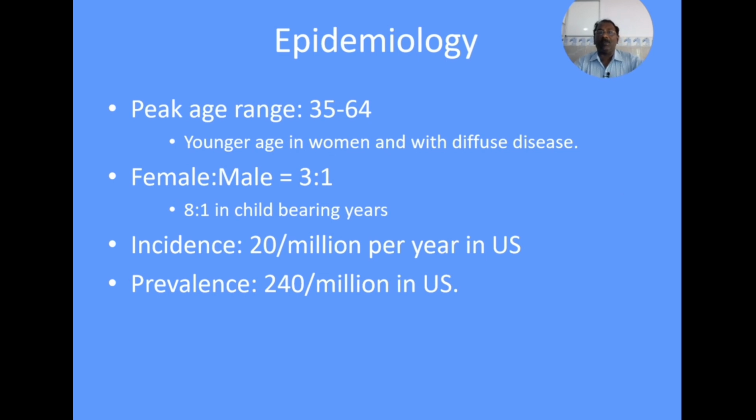Epidemiology: the peak age is between 30 and 50 years in the Indian population. The onset is at a younger age in women and with diffuse disease. If it occurs in the younger age group, the disease is more diffuse. And the female to male ratio is 3:1.